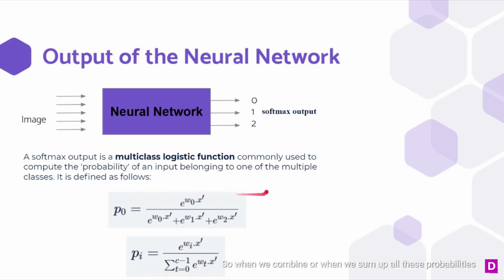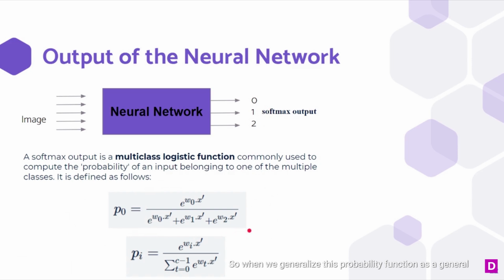So when we sum up all these probabilities, that is P0, P1 and P2, we should end up with 1. It should be a positive value and it should be 1, since we are distributing the probabilities. On the whole, we are distributing that this particular image is probably class 0, class 1 or class 2. So when we sum up all the probabilities, it should sum up to 1.